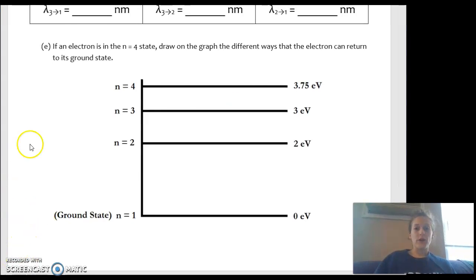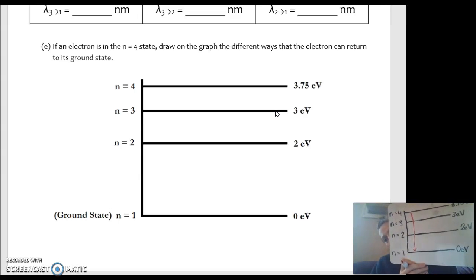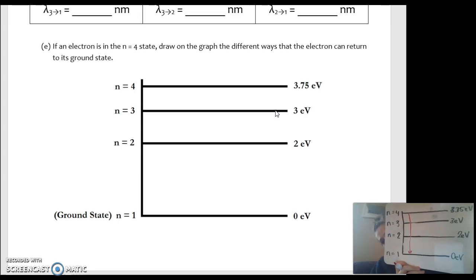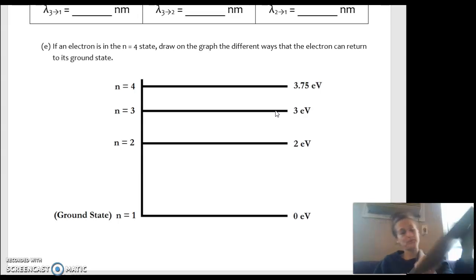Now we have an electron that's in the n equals 4 state. So take a moment, sketch this on a piece of paper, and then draw on the graph the different ways the electron can return to its ground state. So the first path it can take, it can go right from n equals 4 all the way to n equals 1. Can you see that?